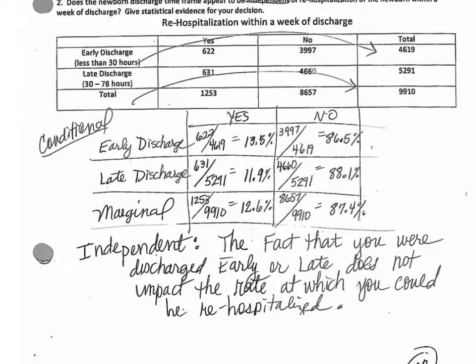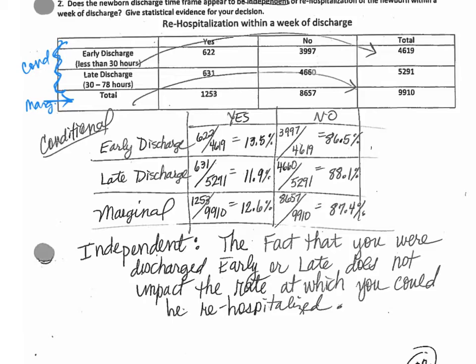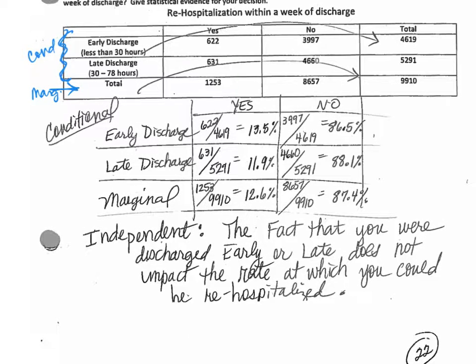And the last one I want to go over with you, because this one ends up being independent. So let's talk about this. What was affecting the other? Yeah, how early or late your discharge affects your rehospitalization. Okay, good. If you were discharged early or late affects if you got rehospitalized. So this means these two rows over here are your conditional, and this total row here is your marginal. So I'm going to go ahead and do all my fractions in that direction, and now let's look at this marginal. Overall, 12.6% of people have to get rehospitalized.